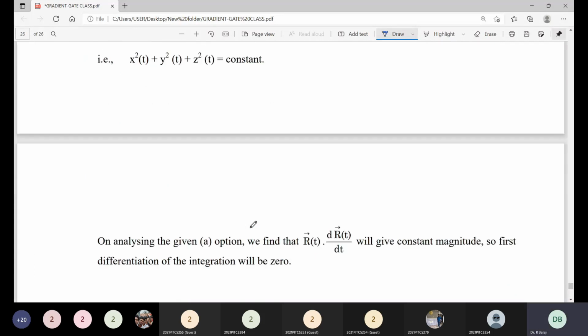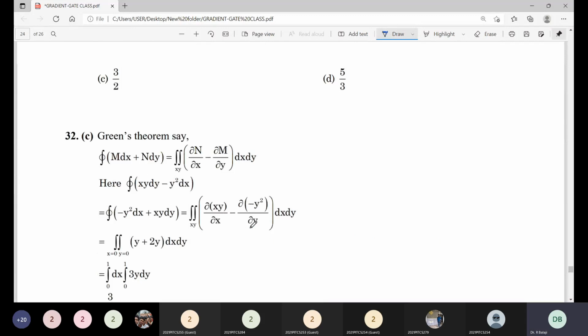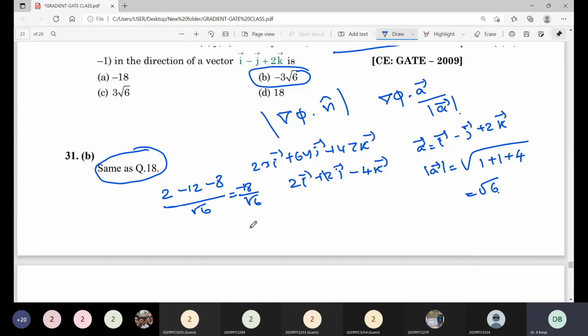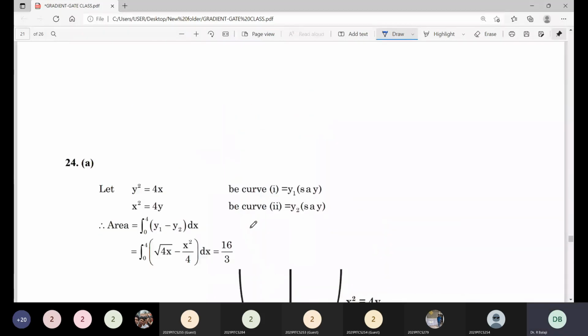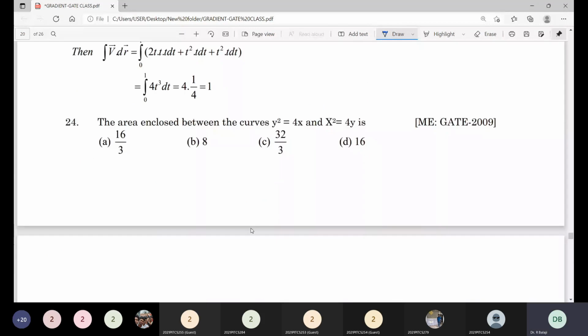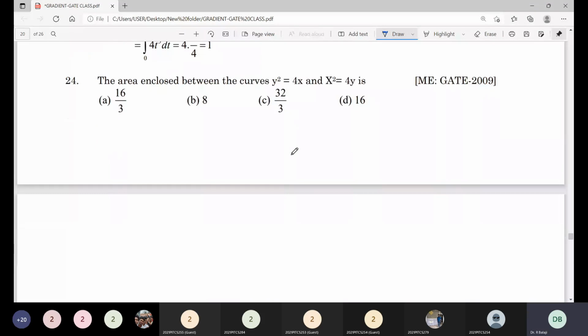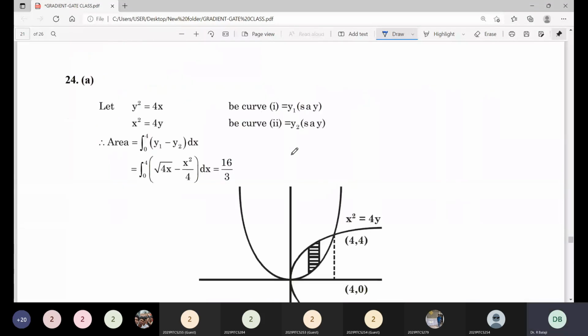Now we will see some more topics, some more problems in this vector calculus. So now we will take this one. The area enclosed between the curves y square is equal to 4x and x square is equal to 4y. Now we have to find the answer. Now listen, y square is equal to 4x and x square is equal to 4y.